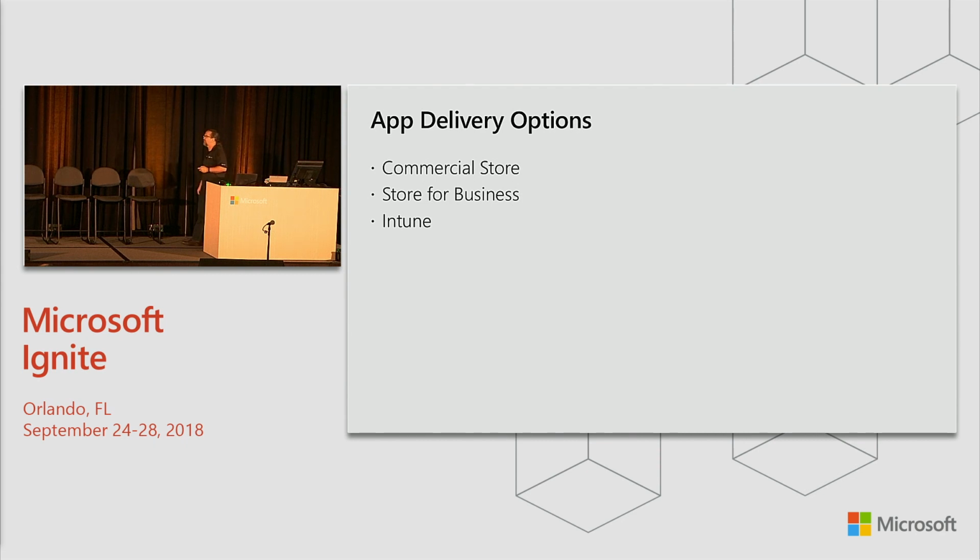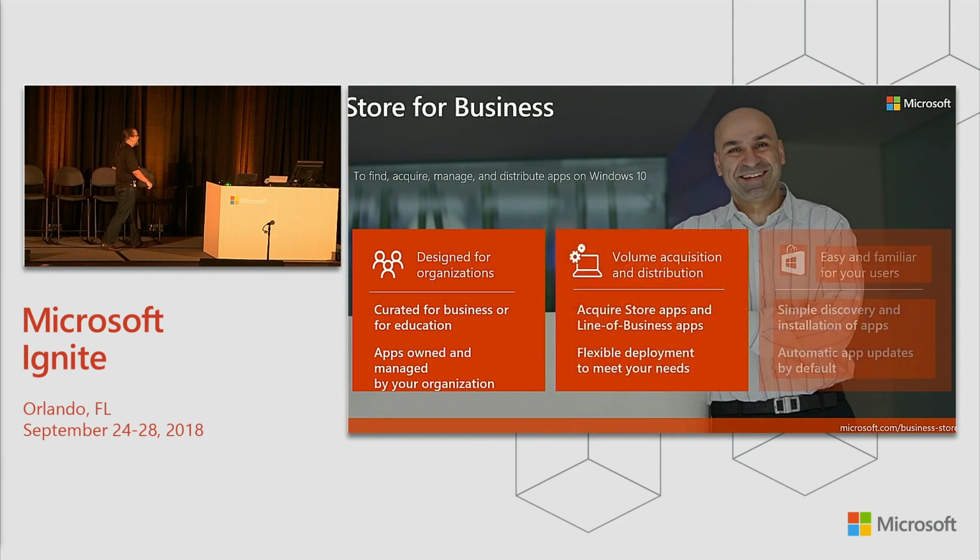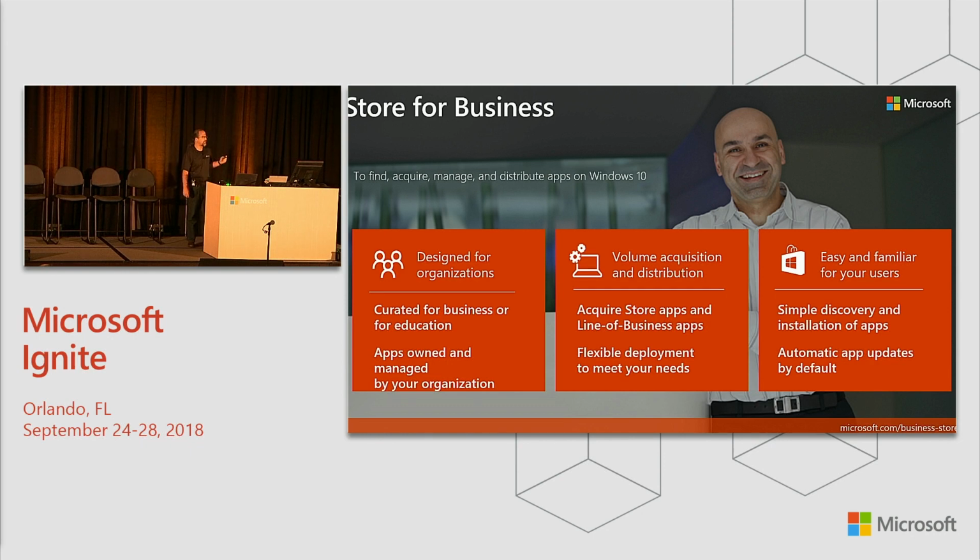So let's talk about app delivery options. Our three app delivery options are Commercial Store, Store for Business, or you can also push down signed apps using Intune. Store for Business is designed for organizations to take publicly available applications and purchase or control the assignments and licensing thereof. At the same time, you can also do volume purchase programs within the Microsoft Store for Business and provide some of these ISV applications to your users on a per user basis.